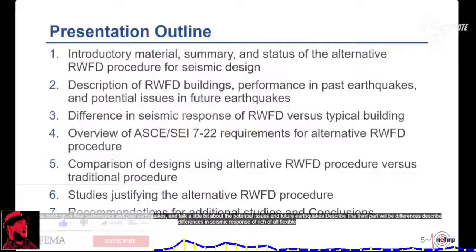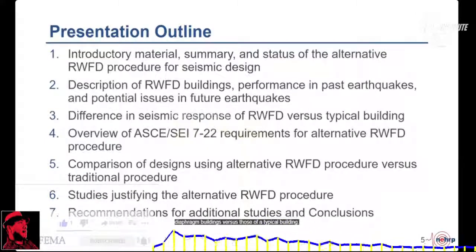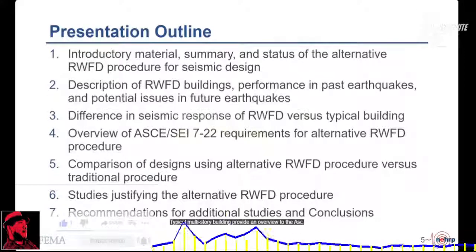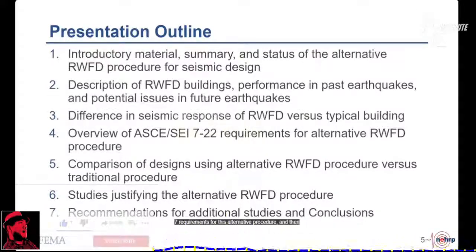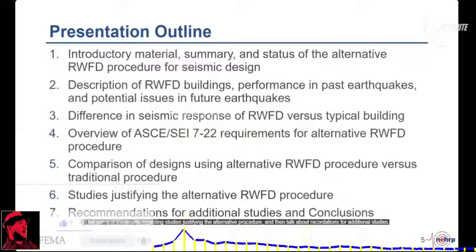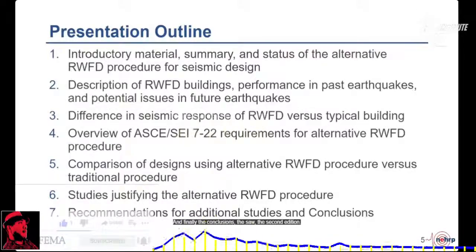The third part will describe differences in seismic response of rigid wall flexible diaphragm buildings versus those of a typical multi-story building. I'll provide an overview of the ASCE 7 requirements for this alternative procedure, and then show a comparison of the designs using a traditional approach versus the alternative procedure. I'll present some of the results regarding studies justifying the alternative procedure, then talk about recommendations for additional studies, and finally the conclusions.